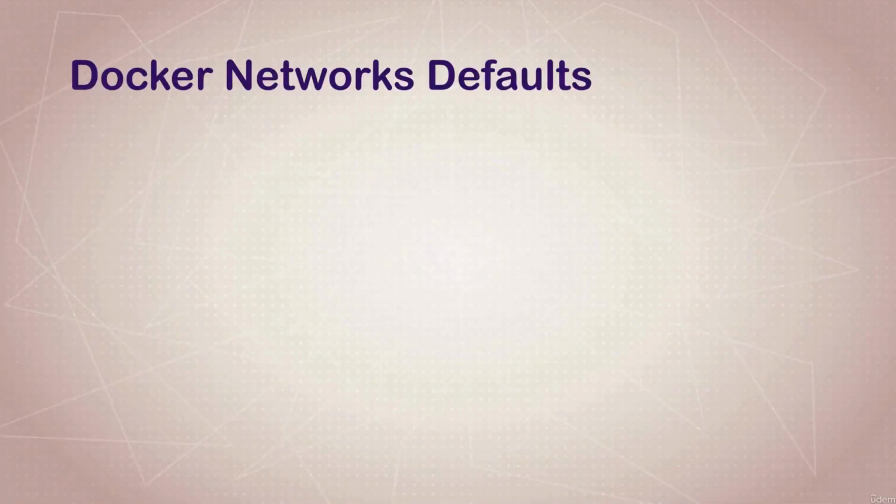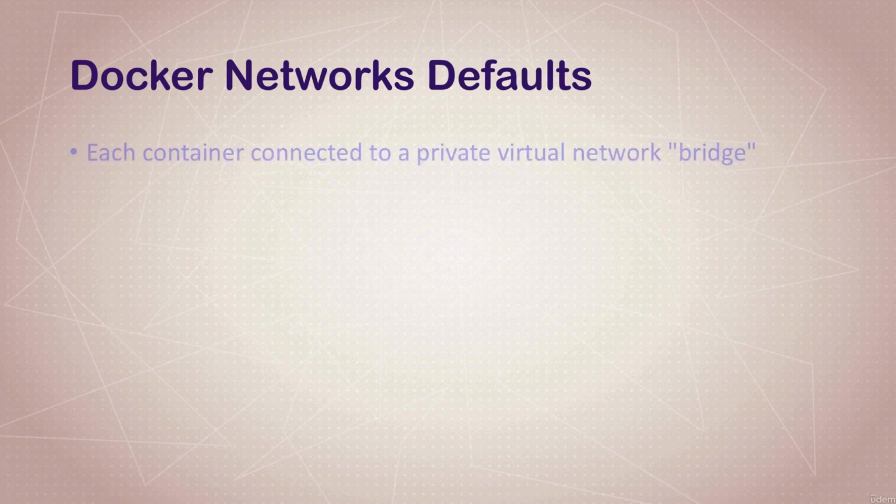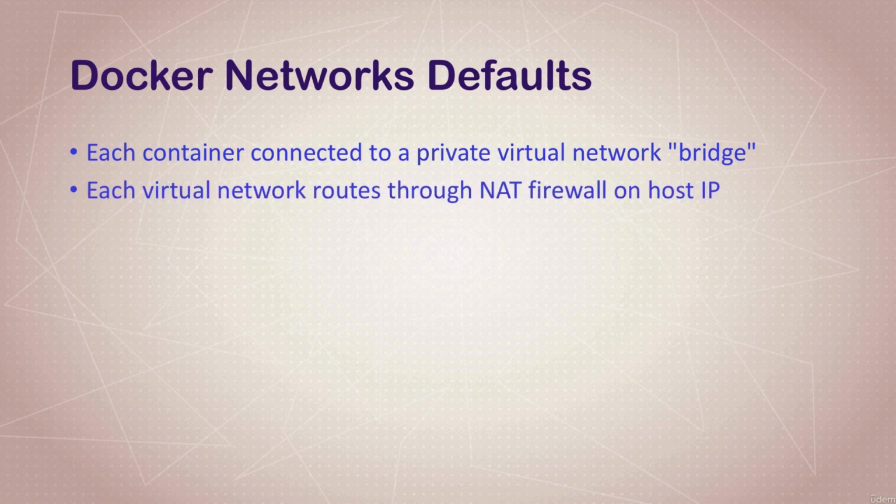So when you actually start a container, you're really in the background connecting to a particular Docker network. And by default, that is the bridge network, as we'll check out in a minute. And then each one of those networks that you would connect to actually route out through a NAT firewall, which is actually the Docker daemon configuring the host IP address on its default interface so that your containers can get out to the internet or to the rest of your network and then get back.